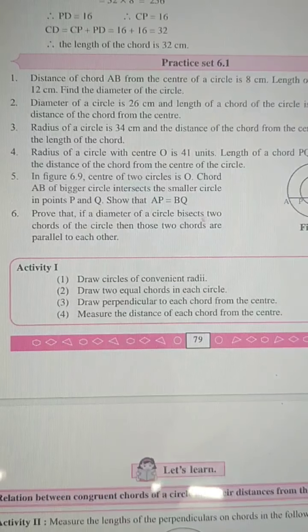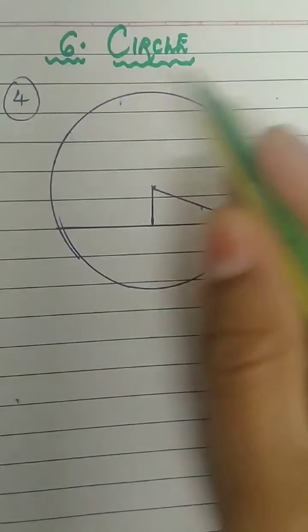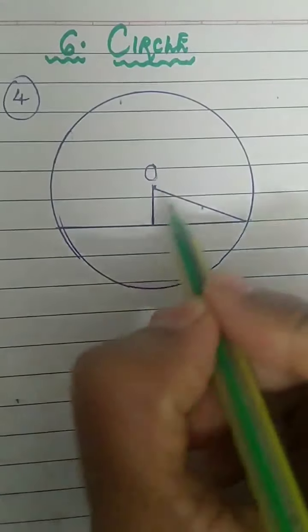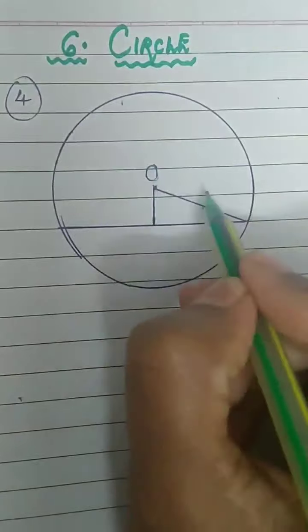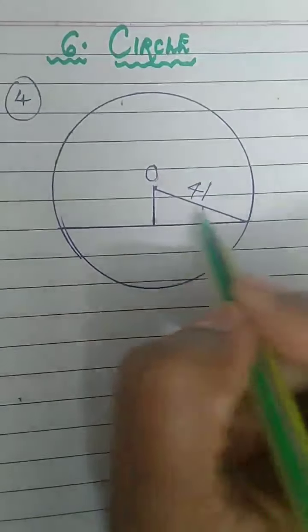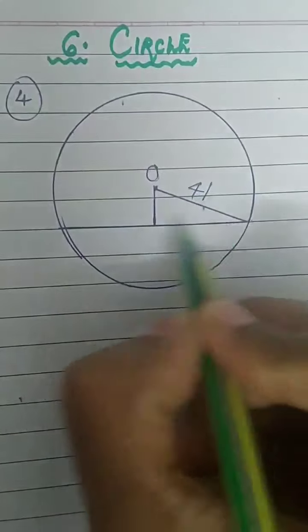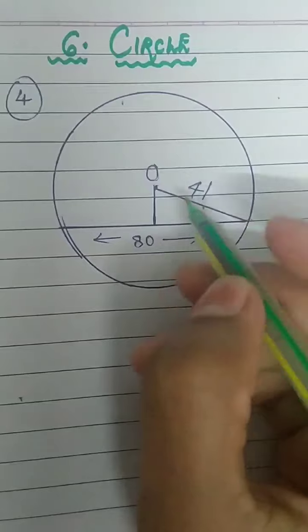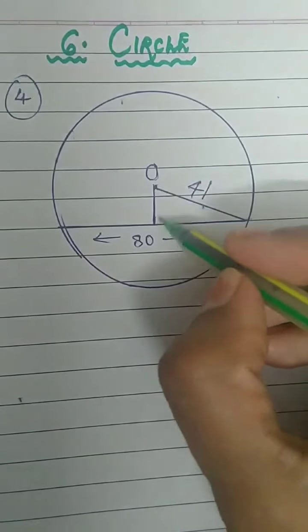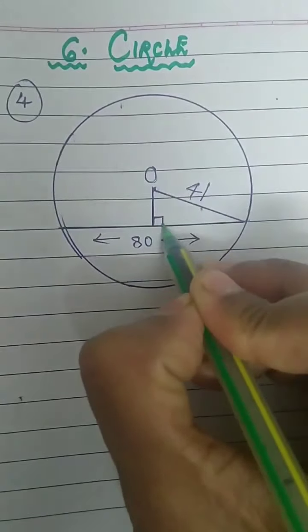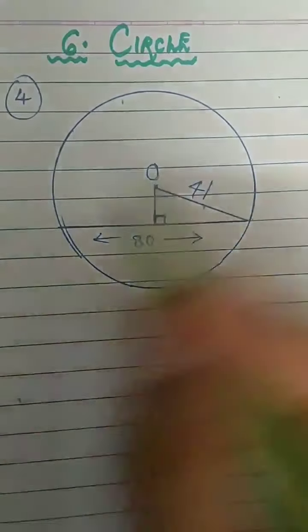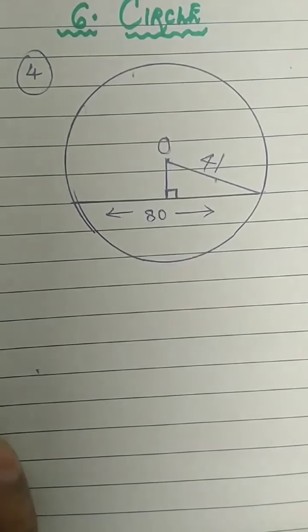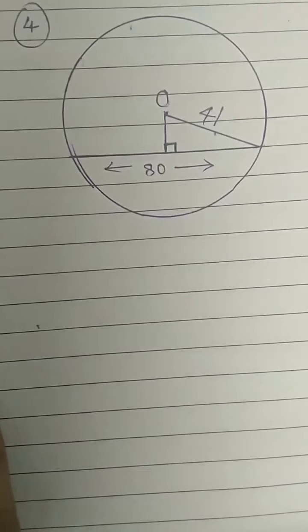Let's solve this sum. As you can see, I have drawn a circle. We will give the center as O. As per the question, radius of the circle with center O is 41 units. No centimeter, nothing. Units. Length of the chord is 80 units. So this is 80 units. Find the distance of the chord from the center. This distance is perpendicular distance, so put the perpendicular sign. This is same like the 3 sums that we did in the previous class. I hope some of you might have tried it. Now please check the steps from me.